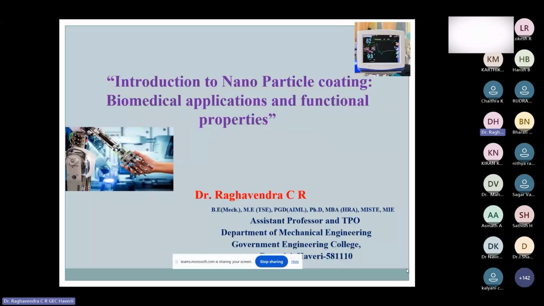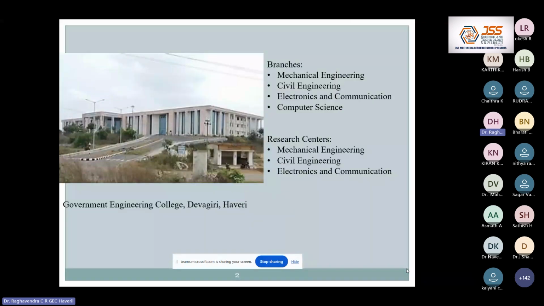Now, first and foremost, before I continue into the actual presentation, let me speak 1 minute about the college, which is giving me bread and butter as of today. I'm working as a training and placement officer and as an assistant professor in the mechanical engineering department at Government Engineering College, Haveri, Devagiri, which has 4 branches. And we also have research centers in mechanical, civil, and electronics and communication. To finish off my customary thing, let me switch into the contents.